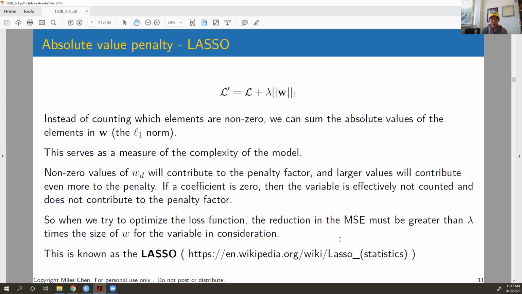When we try to optimize the loss function, we have to consider the change in the mean squared error, but also the change in the size of W. A bigger W means our model is more complex. And when we do this, we call this the LASSO. The LASSO is regularized least squares with an L1 norm.